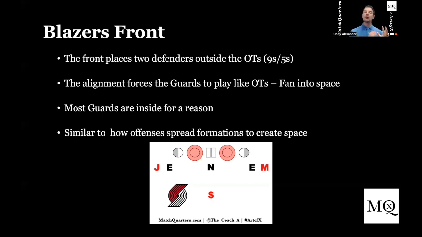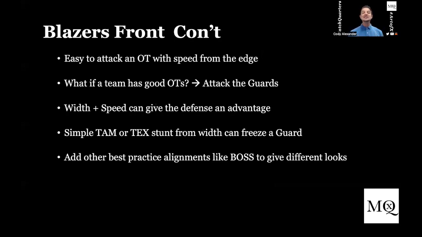So it's similar to how offenses attack defenses with spread formations, but we're doing it with pinpoint accuracy on that offensive line. It's easy to attack an O tackle with speed from the edge. That's easy. Okay, but what happens if they've got a good tackle? I've dealt with this before. I've played a team that had 6'5", 300-plus pound tackles. They were good. How do I then get away from them? Okay, I understand that they're good, but if I go into the guards, one of the guards wasn't that great. That's who we're going to attack. We're going to manipulate it to make sure that we can attack that.